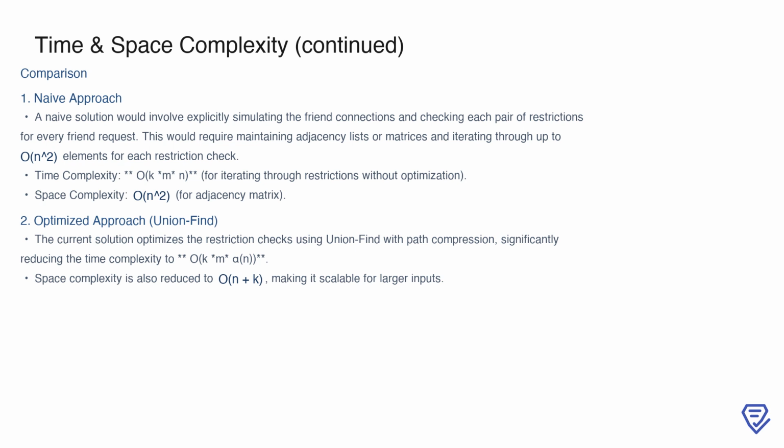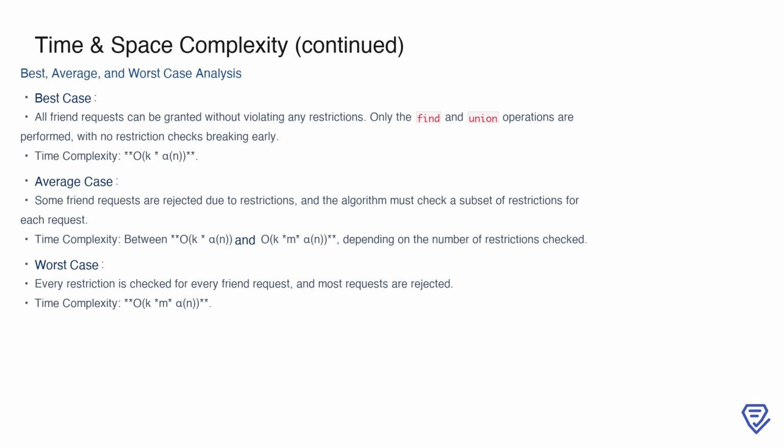In contrast, the optimized approach leverages union find with path compression to reduce the time complexity to O(k * m * alpha(n)), where alpha(n) is effectively constant. The space complexity is also reduced to O(n + k), as it avoids the need for large adjacency structures. This optimization makes the algorithm both time and space efficient, particularly for scenarios with a high number of nodes and requests. Analyzing the best, average, and worst-case scenarios helps us understand the behavior of the algorithm under different conditions.